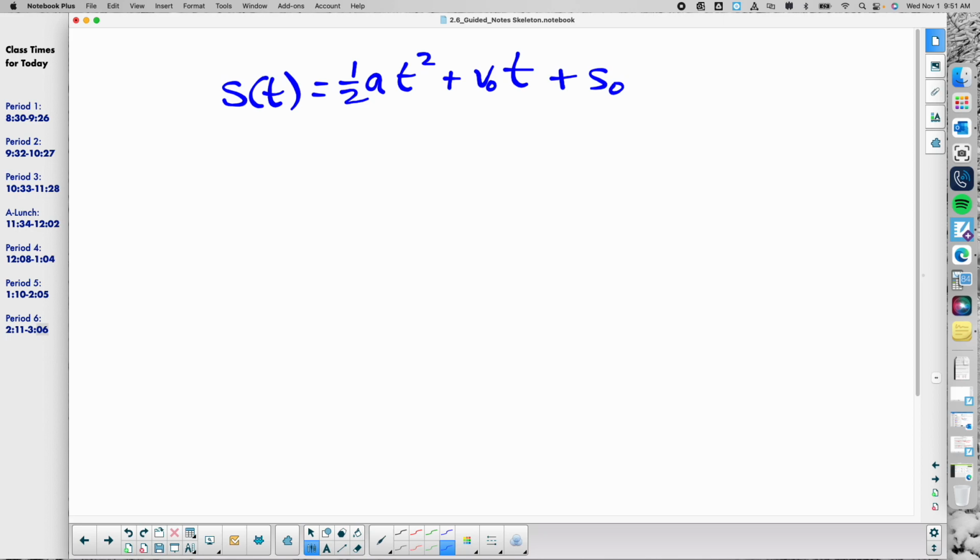So 1/2 acceleration due to gravity times time squared plus initial velocity times time plus initial height or position. So this is the free fall formula. If you want to find the height of an object due to gravity, this is the height of an object. That's all it finds. It does not find horizontal movement. This would just find its vertical height.